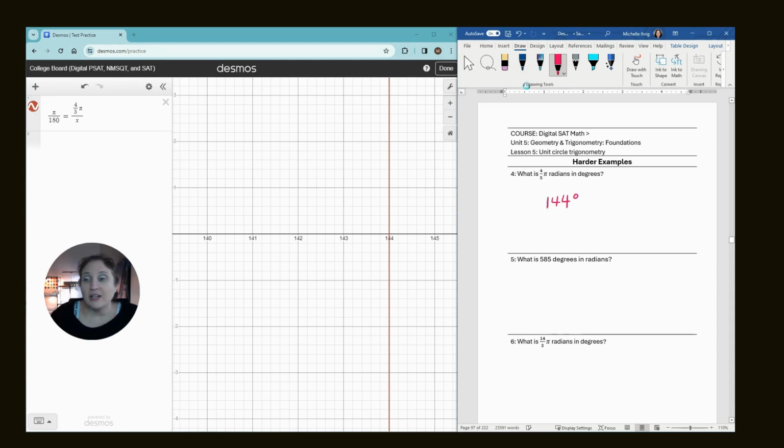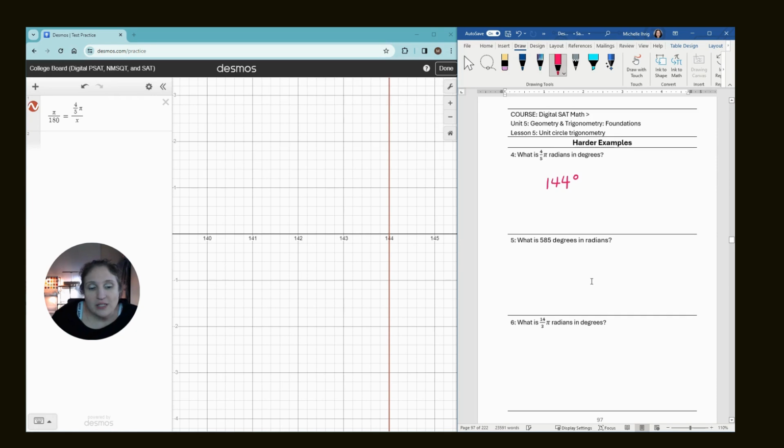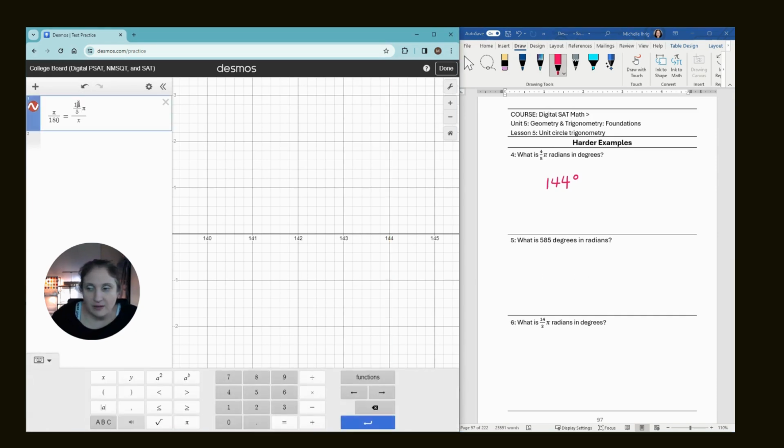What is 585 degrees? Actually, let's jump down to number 6, just because it's already set up this way. What is 14 over 3 pi in radians? So I'm just going to make this say 14. I'll make my denominator here say 3. So 14 pi over 3 in degrees.